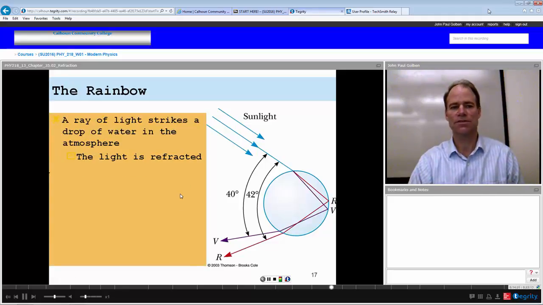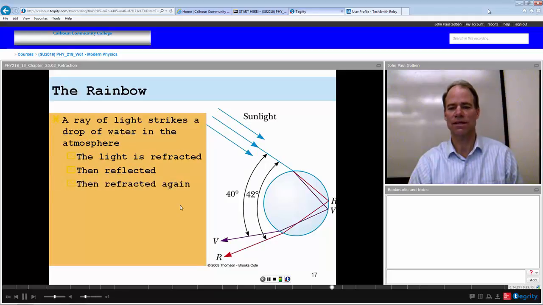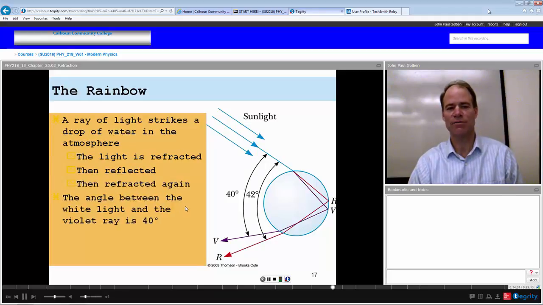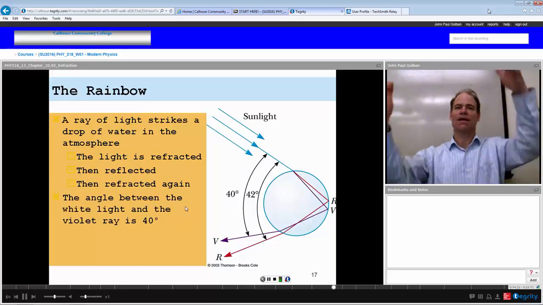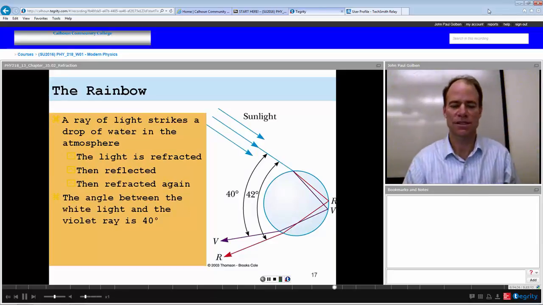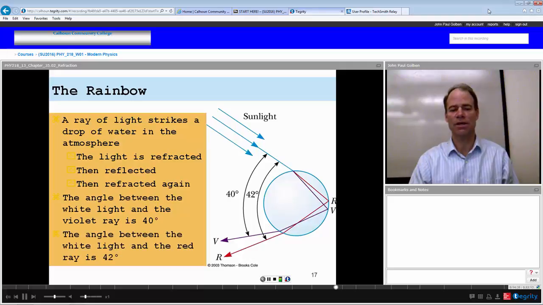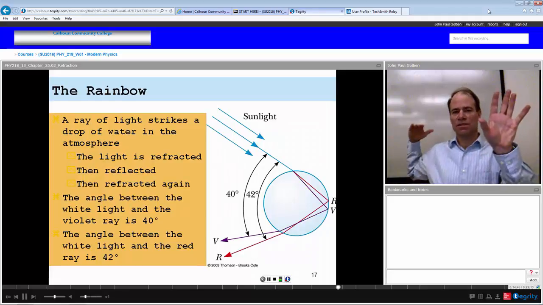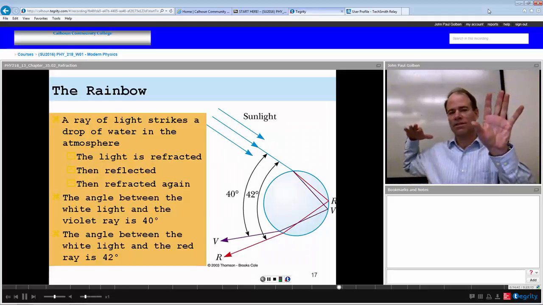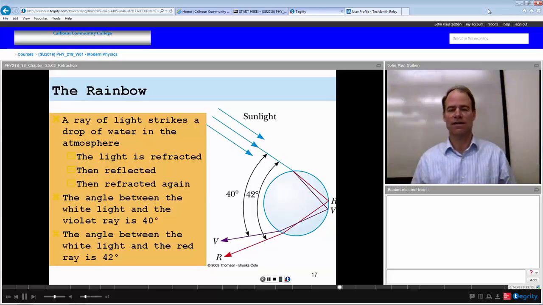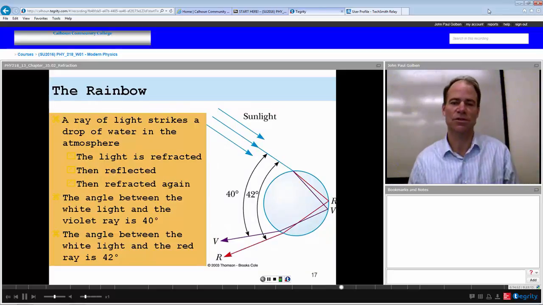So a ray of light strikes the drop of water, is refracted, then internally reflected, then refracted back again, and that light comes back towards you, and you see the different colors. The angle between the white light and the violet ray is 40 degrees. The angle between the white light and the red ray is 42 degrees. The angle has to be just right with the setting sun, or the angle of the sun, to get this effect to happen. And that kind of difference in degrees is what you see as the rainbow.